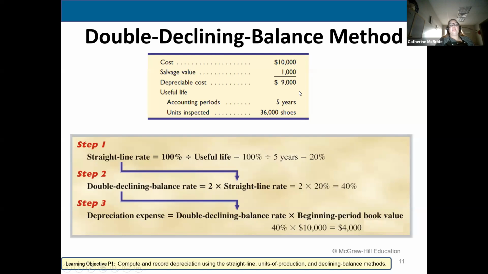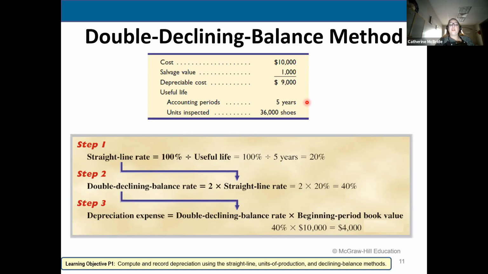This video discusses the double declining balance method, and there are several things that are unique about this method. So I'm going to be very careful to explain those so that you get them correct on the test. Terminology is still all the same, and we're going to use the 5 years.